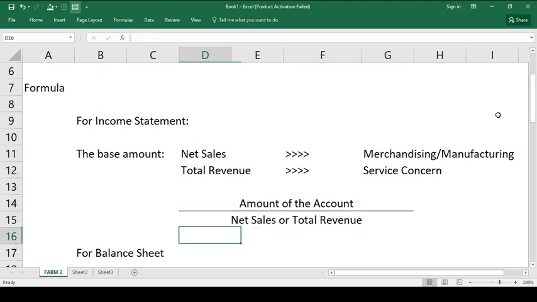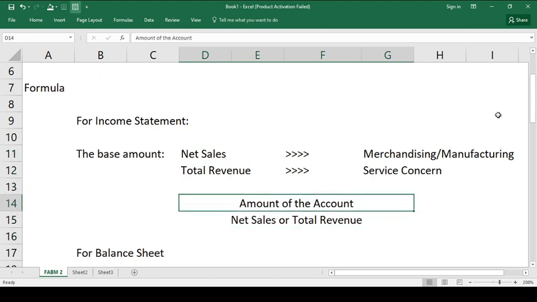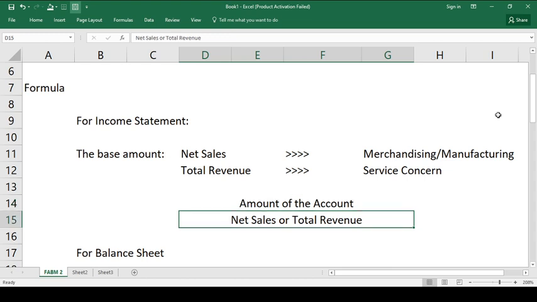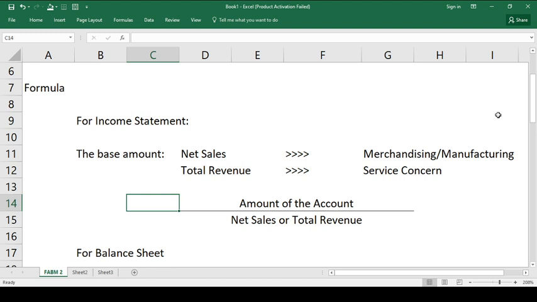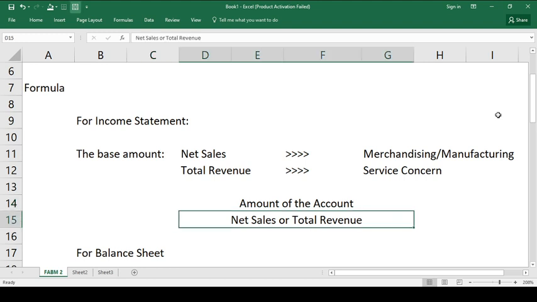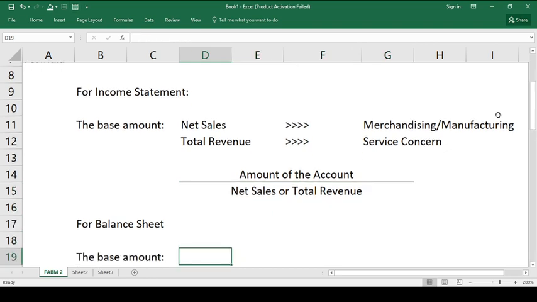Okay, so simply if our base amount for income statement is the net sales or the total revenue, our formula will be amount of the account divided by the net sales or the total revenue, depending on what type of business. Net sales again for merchandising or manufacturing type of business, and total revenue for a service concern type of business.